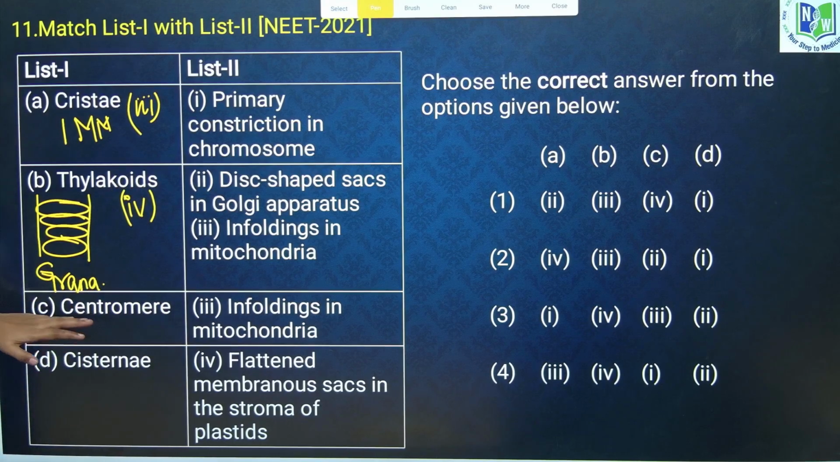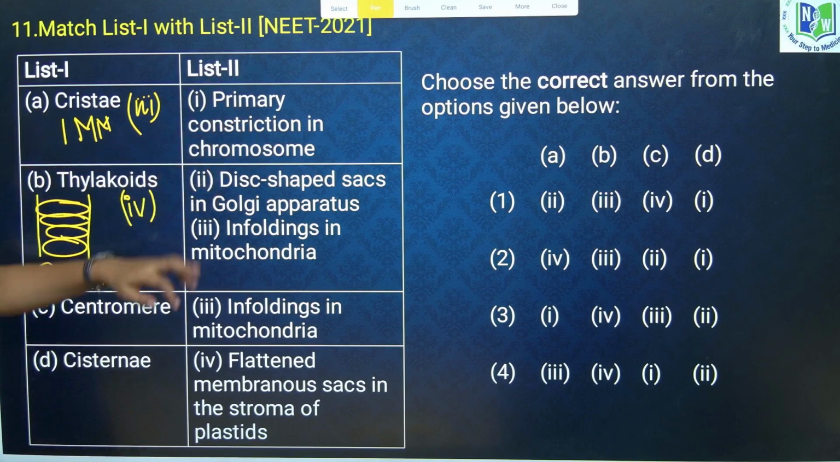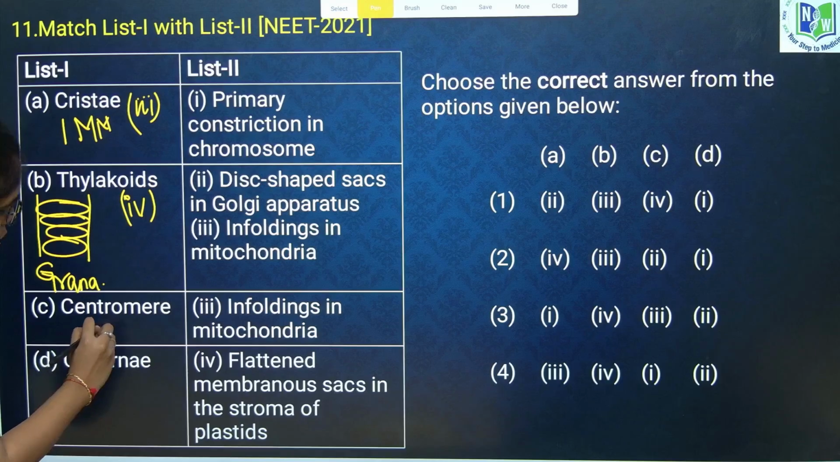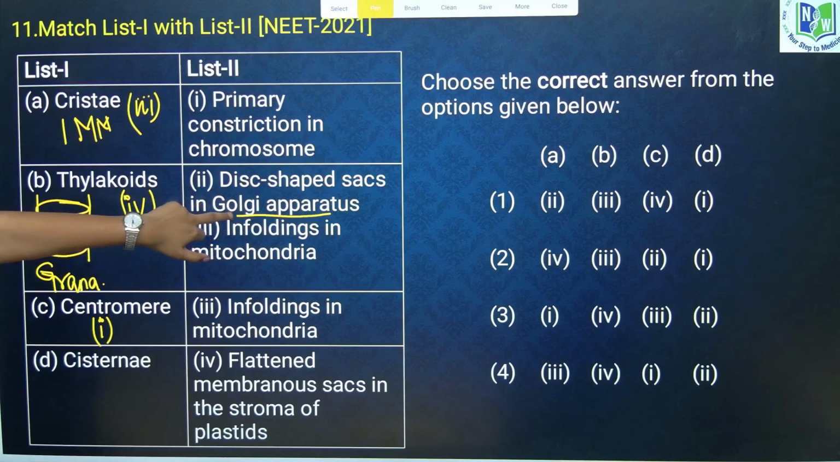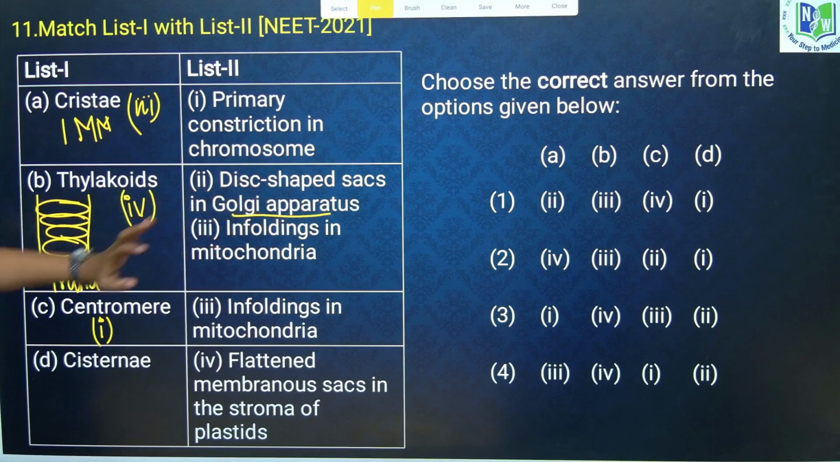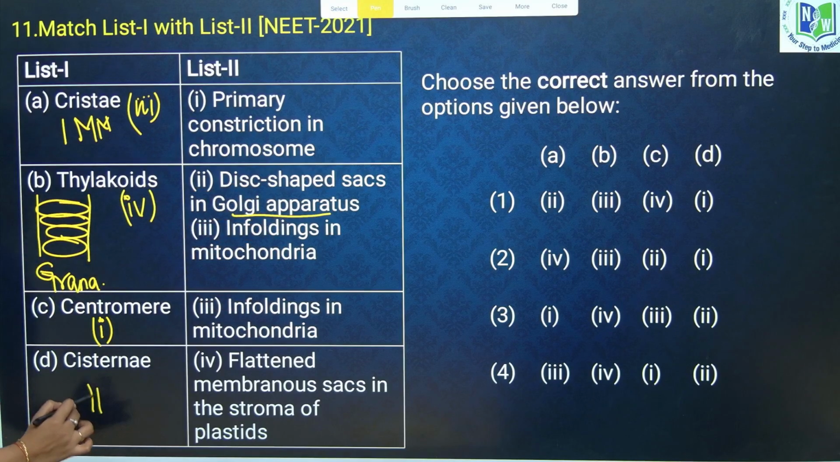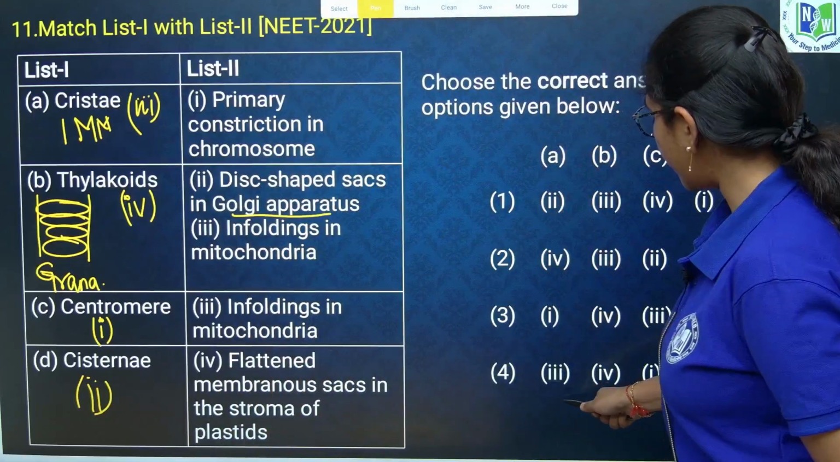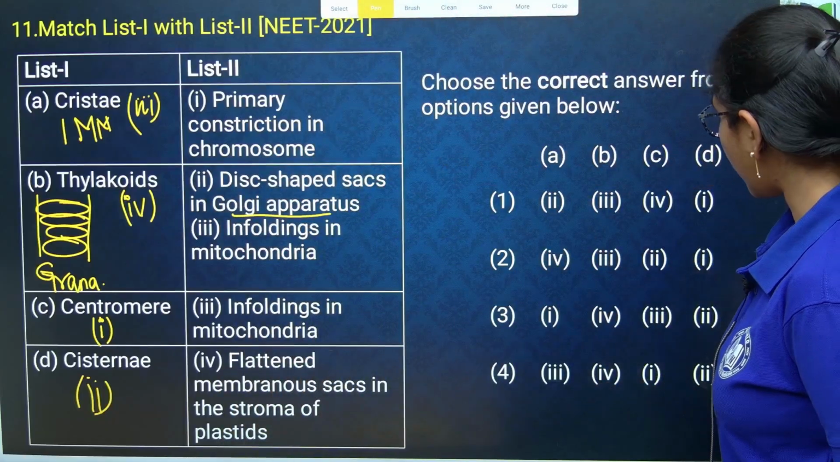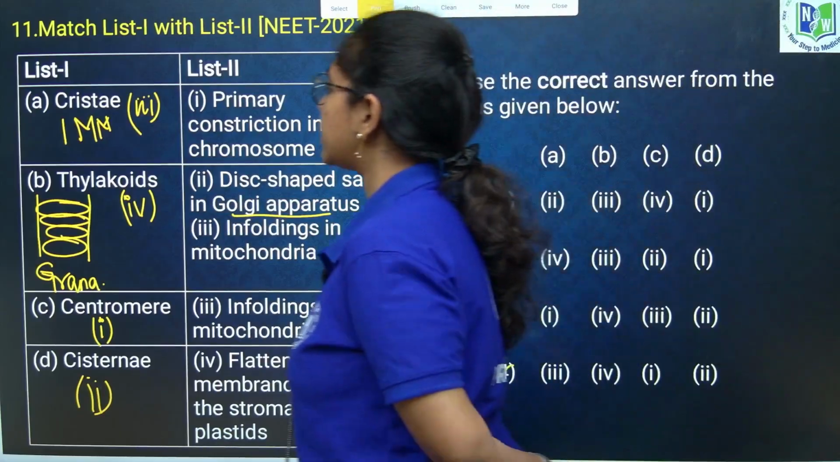Next, centromere. Centromere is the primary constriction of the chromosome, that is option 1. Next, cisternae are disc shaped sacs in the Golgi apparatus, option 2. So if you look into the proper sequence of the options, A is 3, B is 4, C is 1 and D is 2, option 4 is our answer.